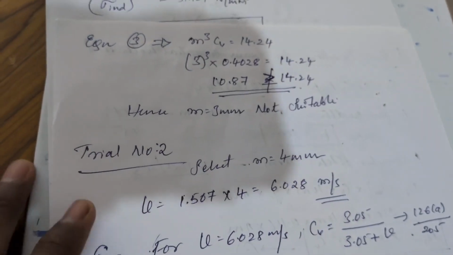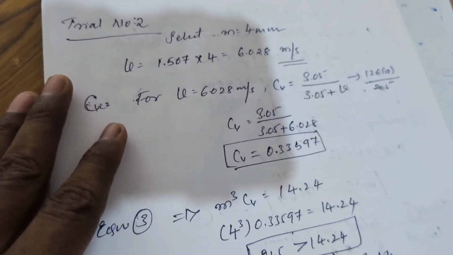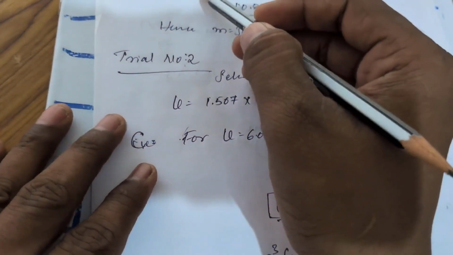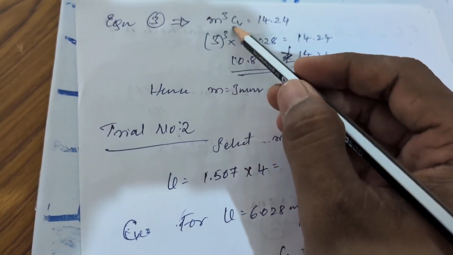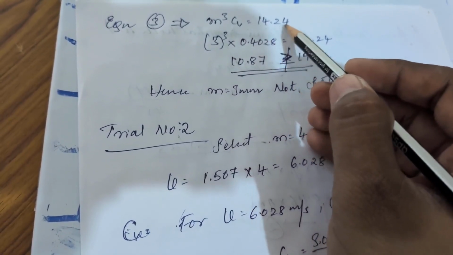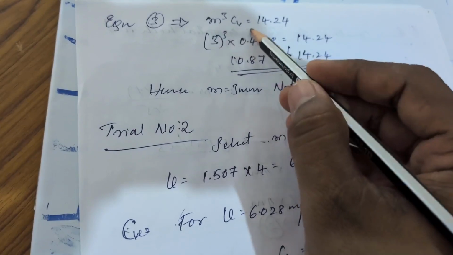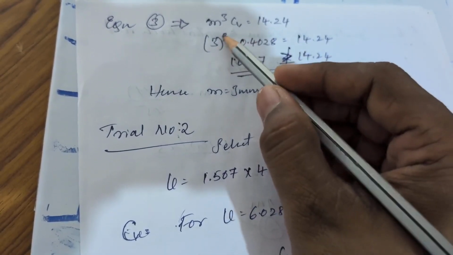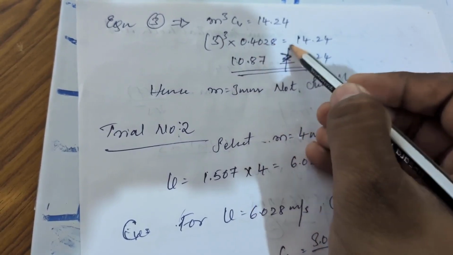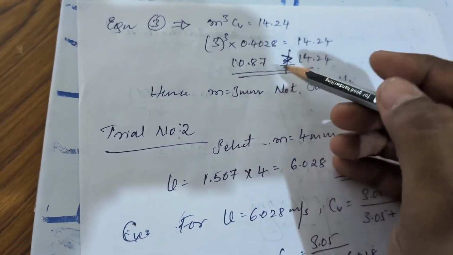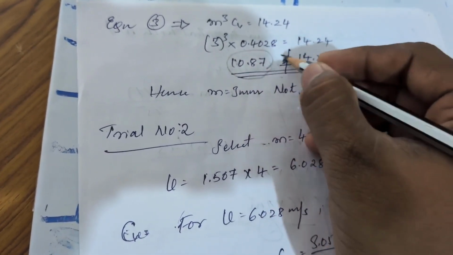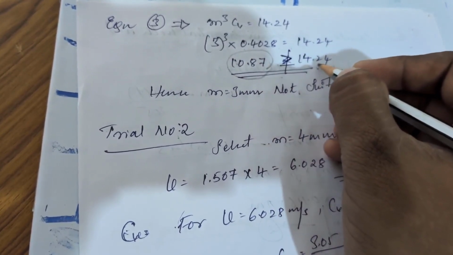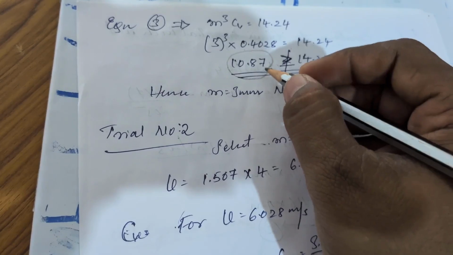After doing that, what you can see here from equation 3 is that m cube CV is equal to 14.24. I have rewritten equation number 3: 3 cube into 0.4028 is equal to 14.24. Now, whatever value you get on the left hand side should be greater than or equal to the right hand side. Then only your module is correct.